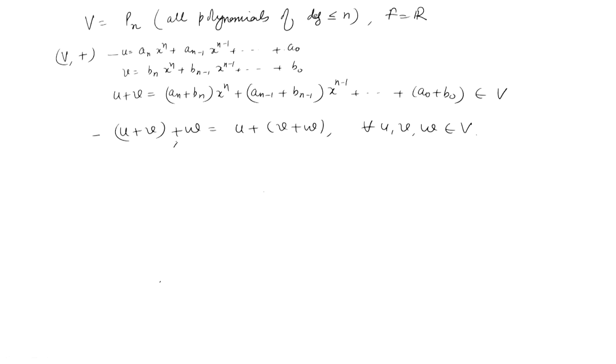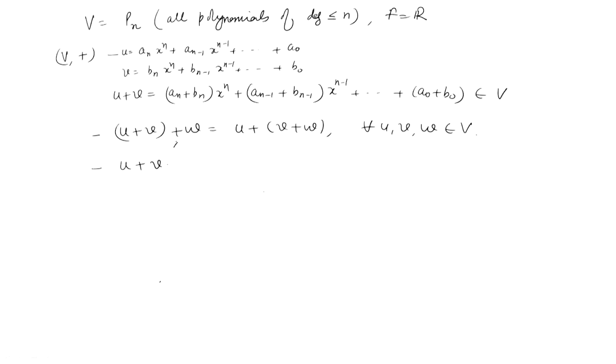You can arbitrarily choose u as one polynomial of this type, v as this polynomial of this type, and w as some c n x raised to power n, c n minus 1 x raised to power n minus 1 and so on. Next is commutative. Commutative is also easy to show.